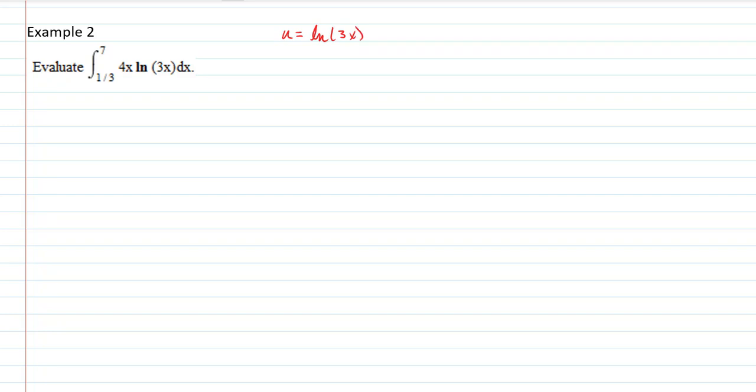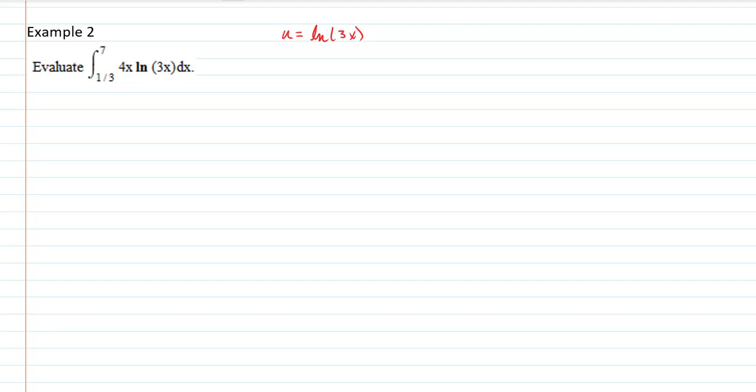I said typically you want to let u be something that when you take the derivative it goes away. Well, if I let u be 4x, when I take the derivative it goes away. But I can't let u be the 4x, because if I did, then that meant that the ln would have to be the dv and I'd have to integrate it. And I don't know how to integrate a natural log. That's why by default the natural log has to be equal to my u. That's how I made that decision.